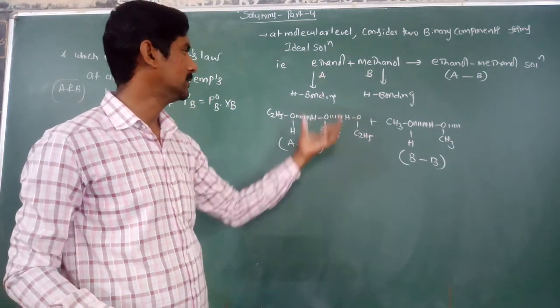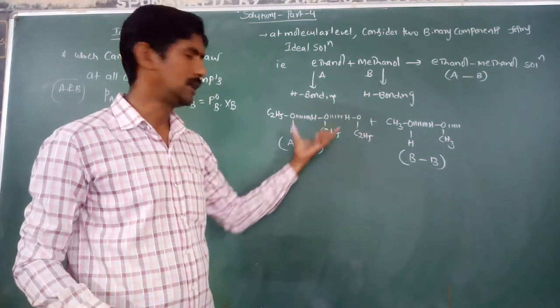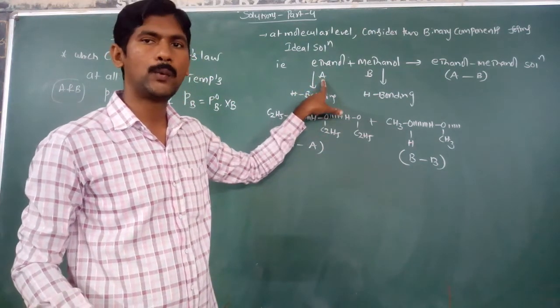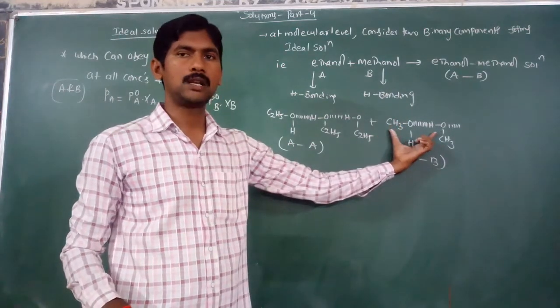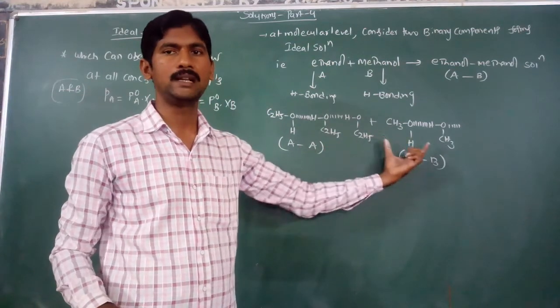So before adding, the hydrogen bonding between ethanol molecules is the AA interaction, as we designated ethanol as component A and methanol as B. And between methanol molecules, these are the hydrogen bonding, that is BB interactions. AA interactions, BB interactions.